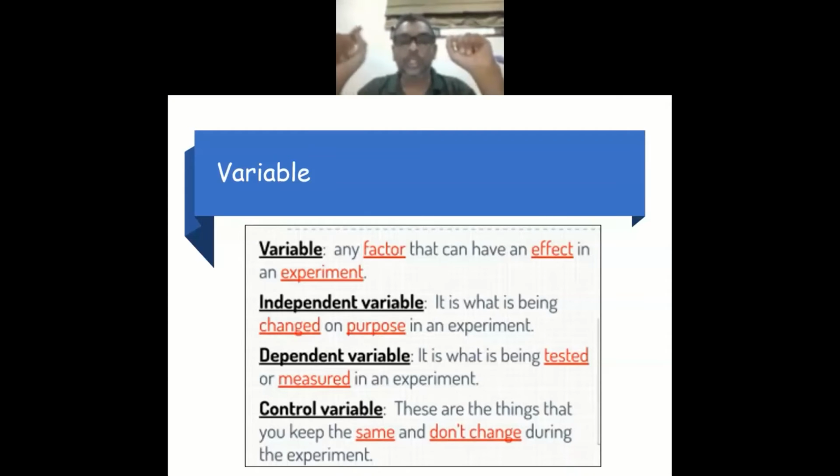How do you lose weight? You use an independent variable. You exercise lebih, puasa, so that is it. Control variable pula, these are the things that you keep the same and don't change during the experiment. Example, kalau kita pergi pada pokok, the control variable could be pokok yang sama berada di lokasi yang sama, meaning in the same room, same temperature, same sunlight. So these are all control variables.